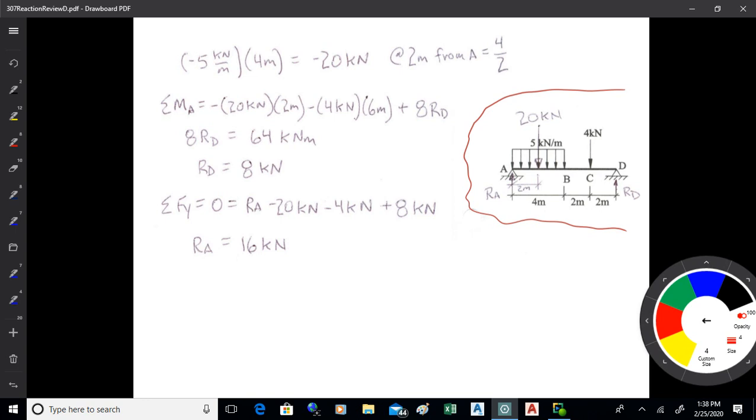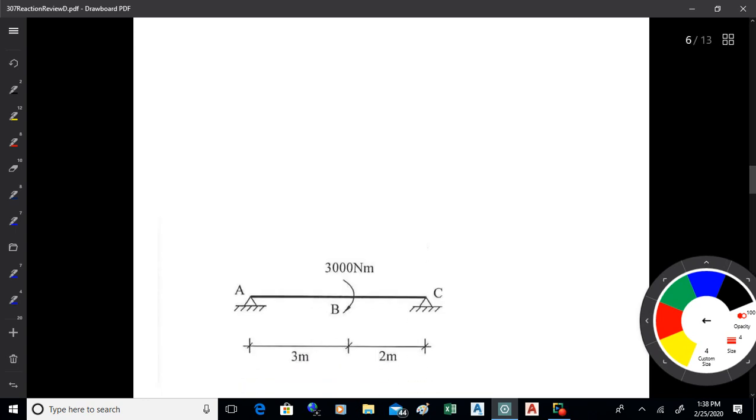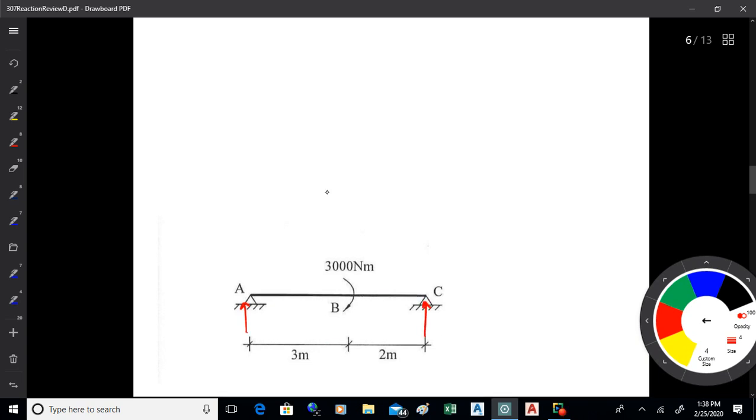Okay. Good with that one? How about that? Why don't you find the reaction at C? Okay, it's going to put reactions on this thing. Now, this is a couple there.